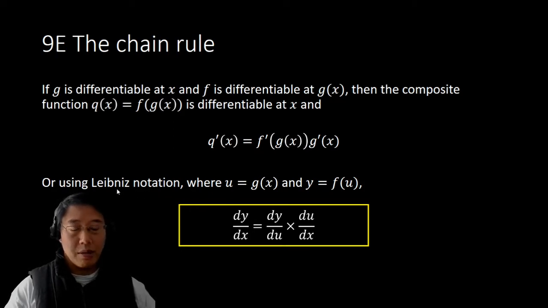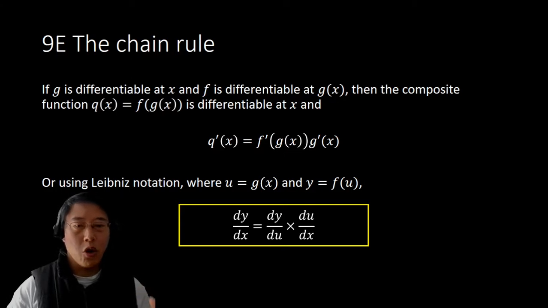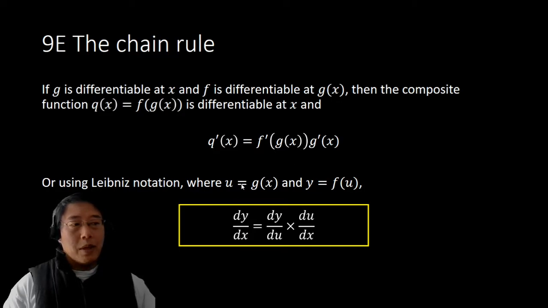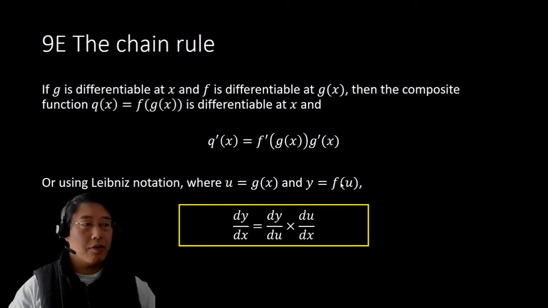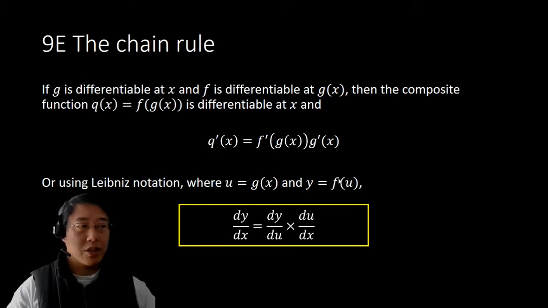Using a slightly different notation gives you a more compact formula, but it's exactly the same idea. It's what we call the Leibniz notation. The first function is g of x. We're going to rename it u, and the second function f is going to be in terms of u because we renamed g by u. We're going to call it y. So the left hand side, q prime, we're going to call the derivative in terms of x.